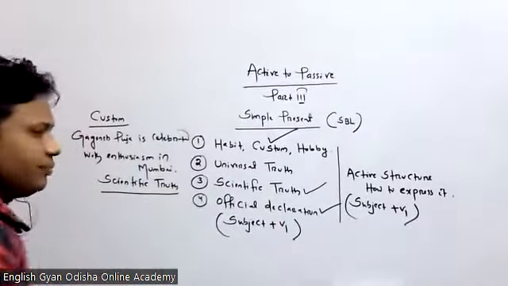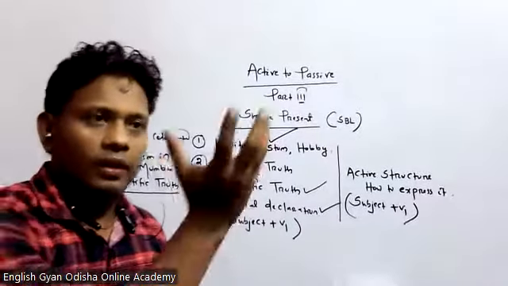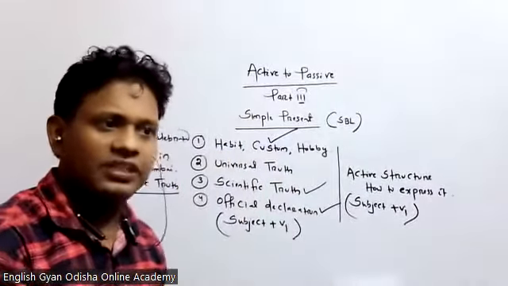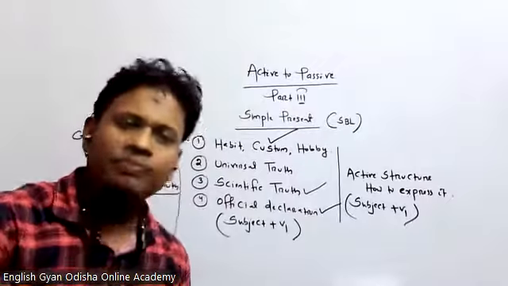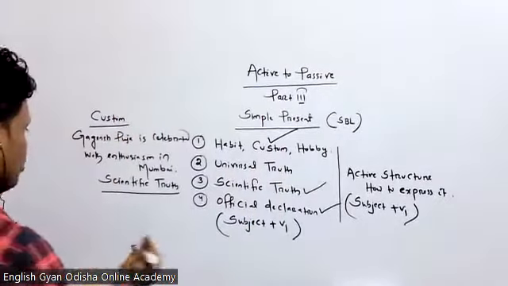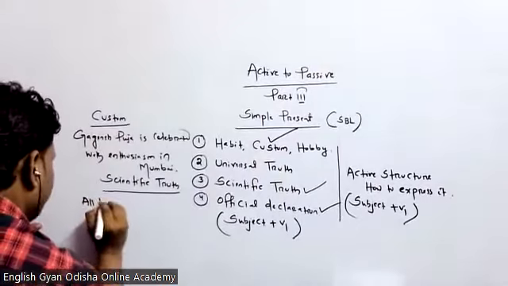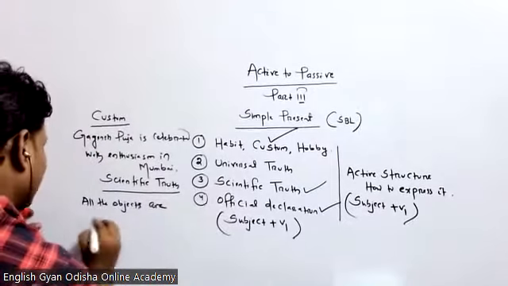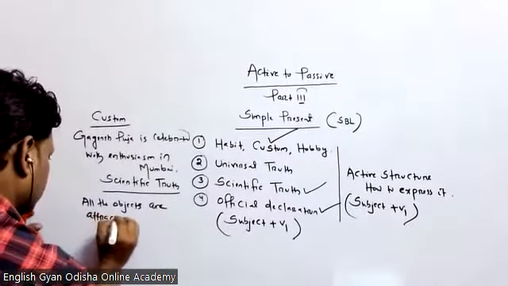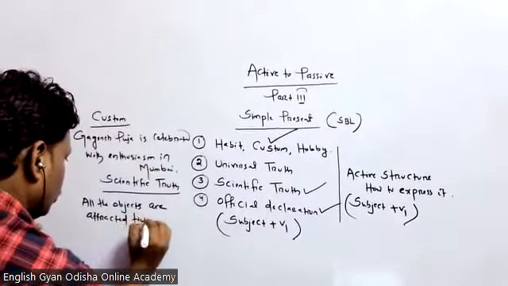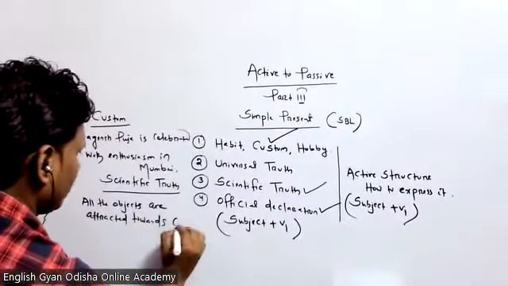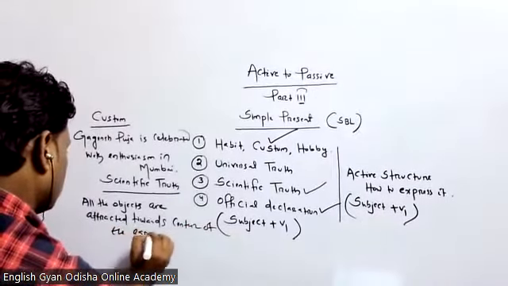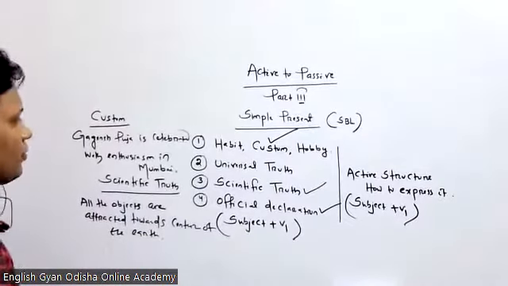What is scientific truth? You can say, like, the gravitational force attracts everything towards the center. The same thing you can express in passive. You can say all the objects are attracted towards gravity, or towards the center of the earth. Right? So this is an example of scientific truth.